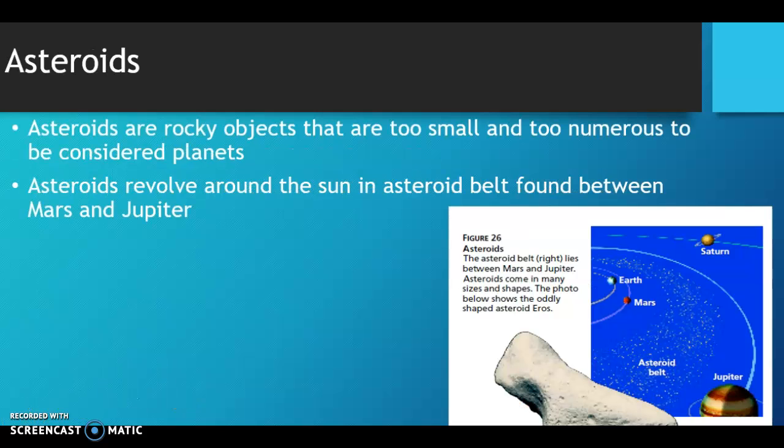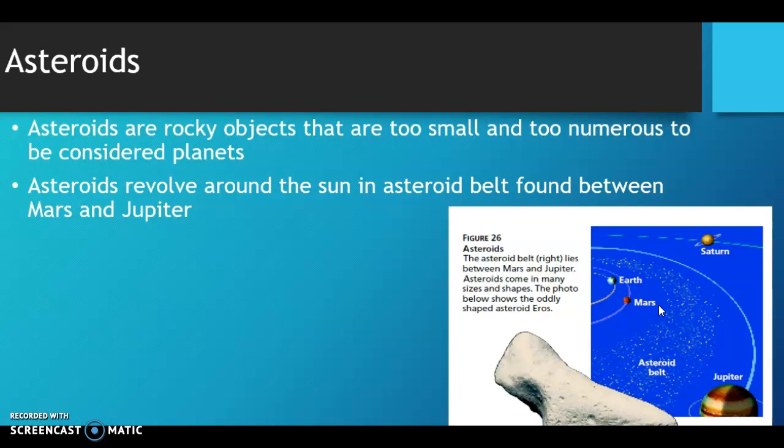Okay, so now we have asteroids. Asteroids are rocky objects that are too small and too numerous to be considered planets. As you can see here in this picture, and I'm kind of going with my mouse right now, the asteroid belt is found between Mars and Jupiter. So there's a whole bunch of asteroids that hang out together in this area between Jupiter and Mars. Sometimes those asteroids aren't necessarily in the belt, so there are a few that don't hang out in the belt like that. But for the most part, that's where you'll find them.